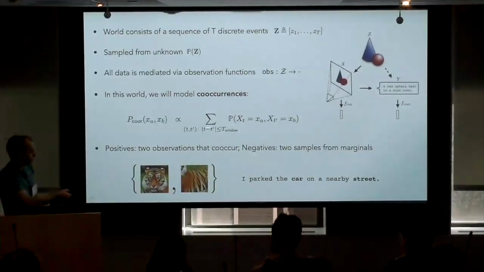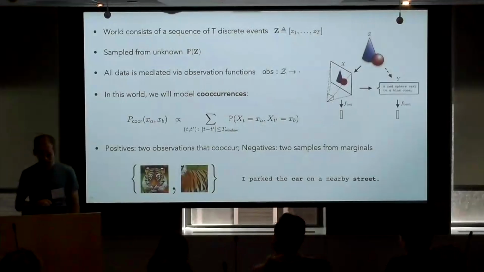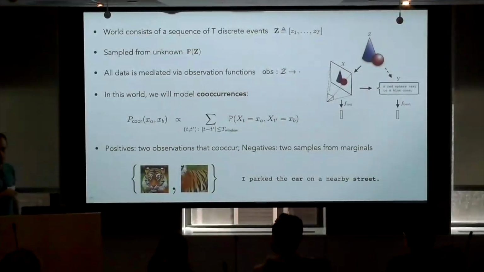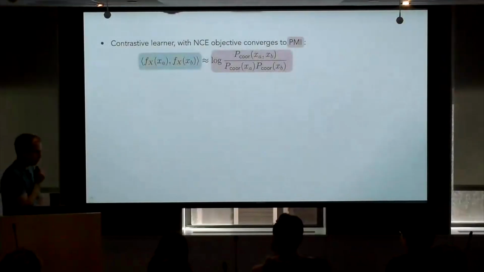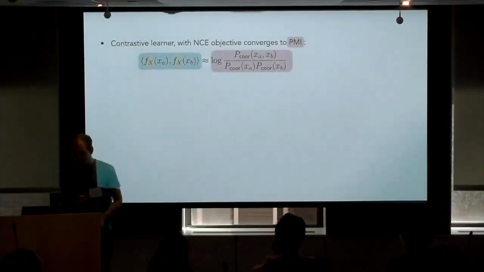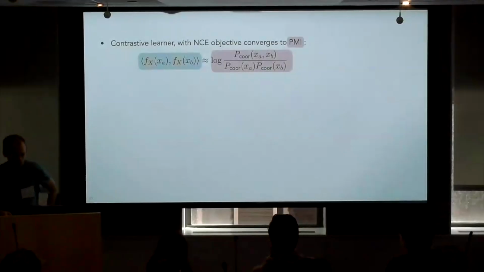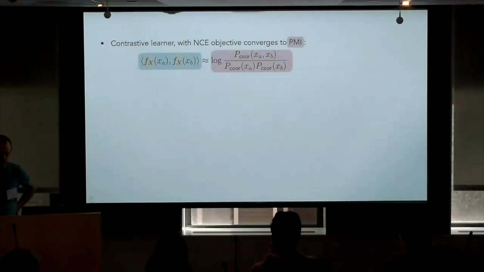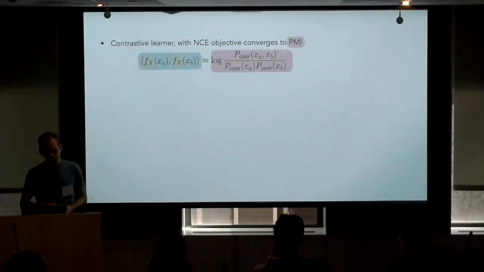Okay, so co-occurrences, these are discrete observations. How often does discrete observation A occur within a time window adjacent to observation B? Okay, so an interesting thing, this is not novel to this work, but it's been shown in various other papers, is that contrastive learners under the NCE objective, if you have sufficient optimization and capacity, converge to the pointwise mutual information function.